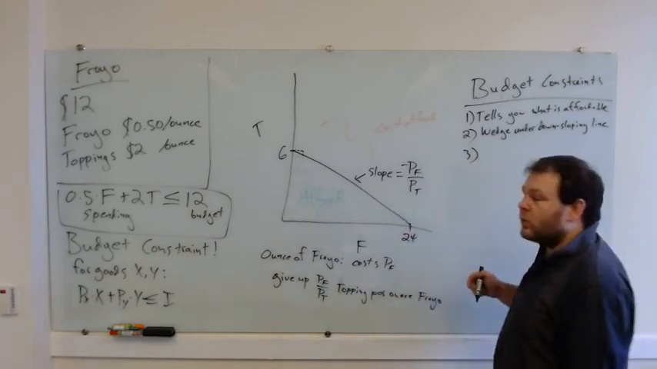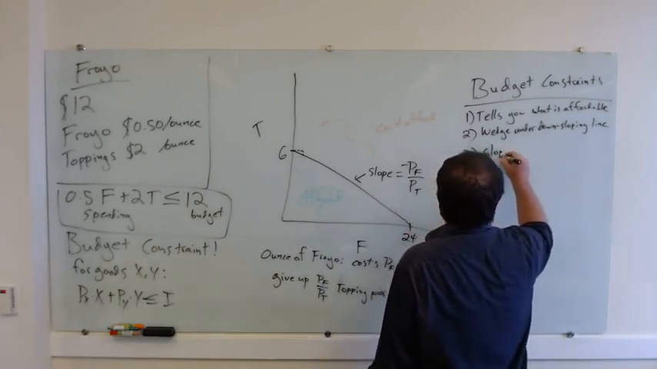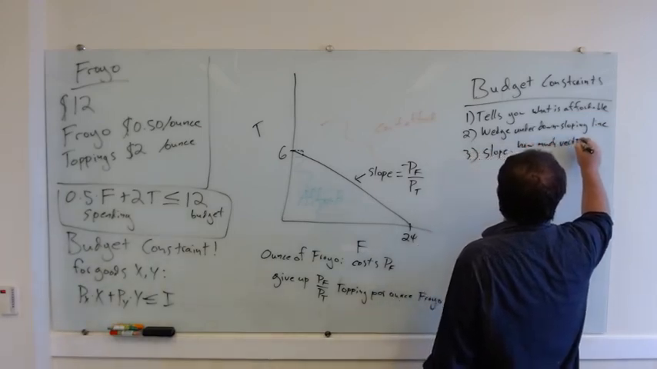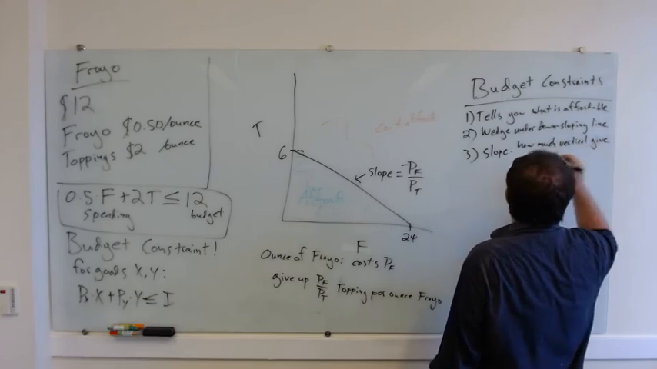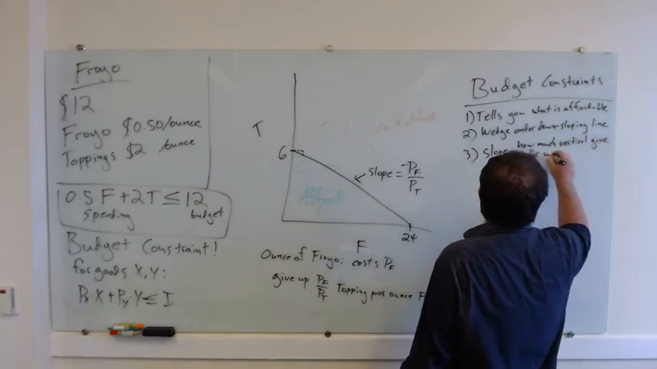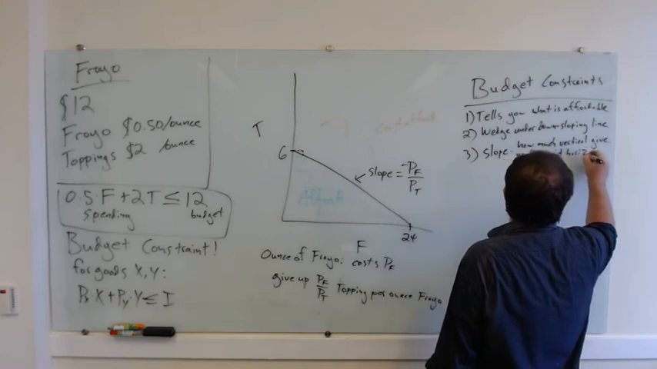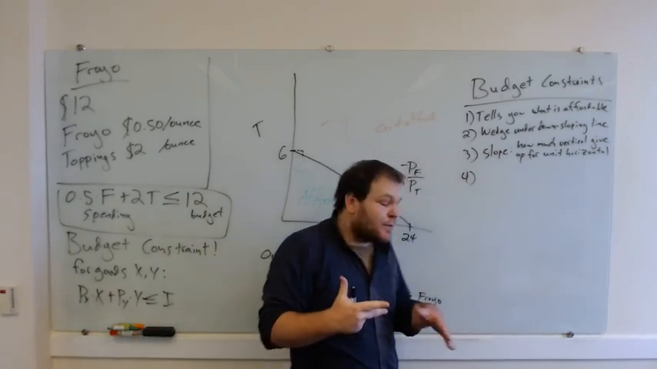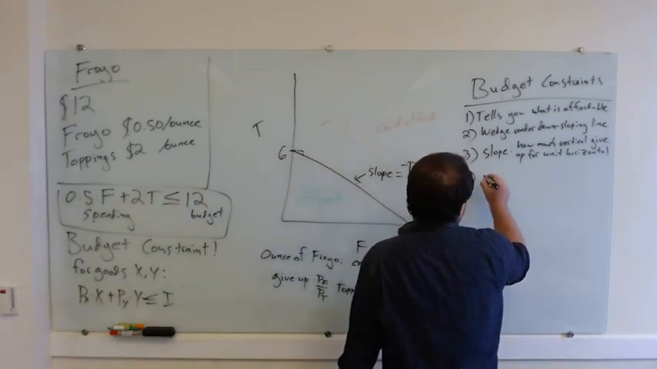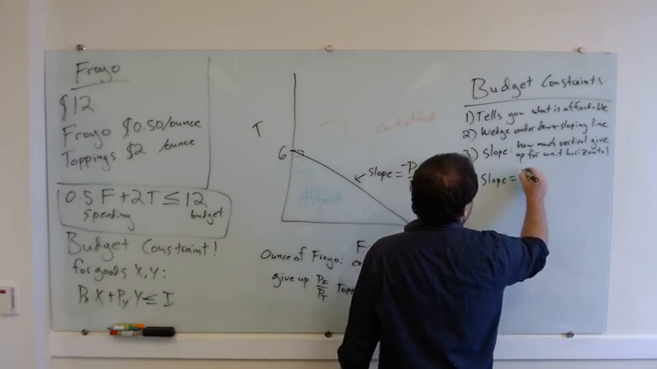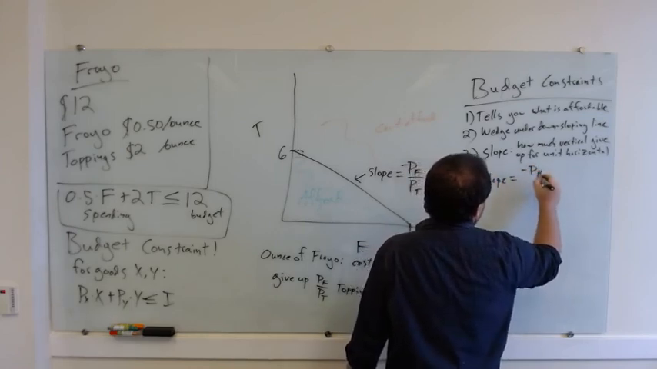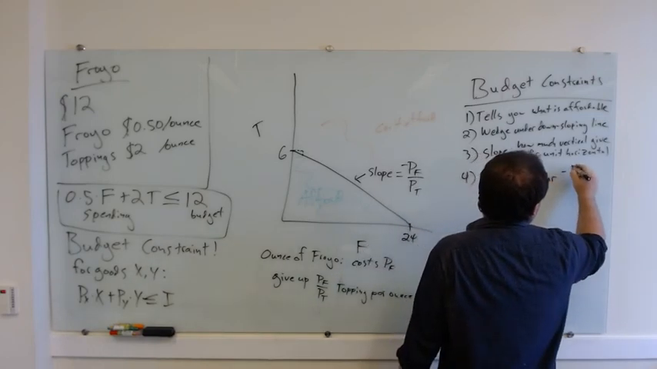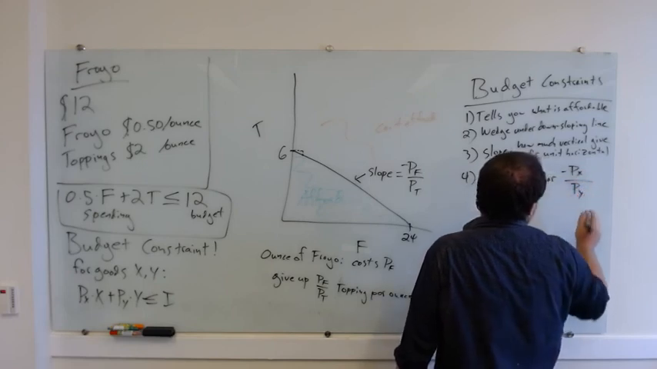The third really important point is that the slope tells you how much of the vertical good you have to give up for a unit of the horizontal good. And what that slope is going to be is the price of the horizontal good divided by the price of the vertical good. P horizontal over P vertical. Or if you prefer, Px over Py, right?